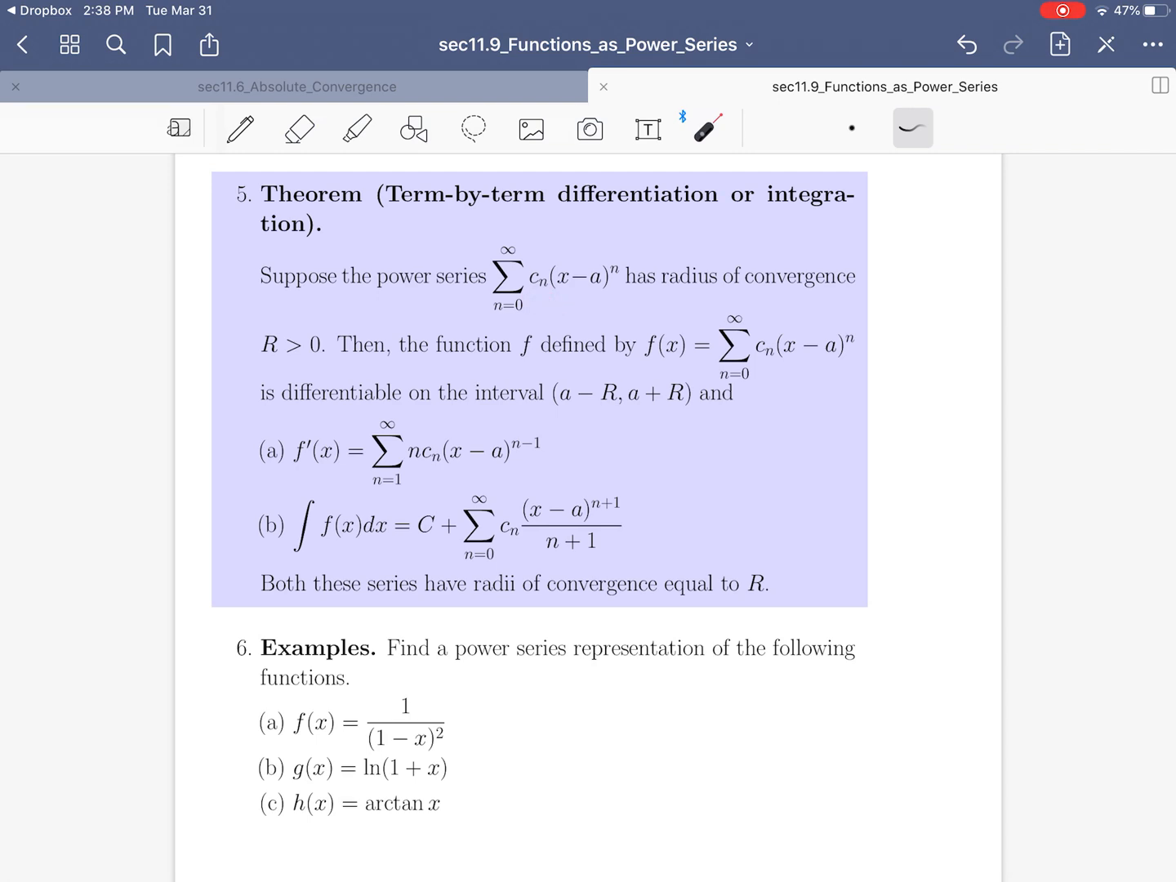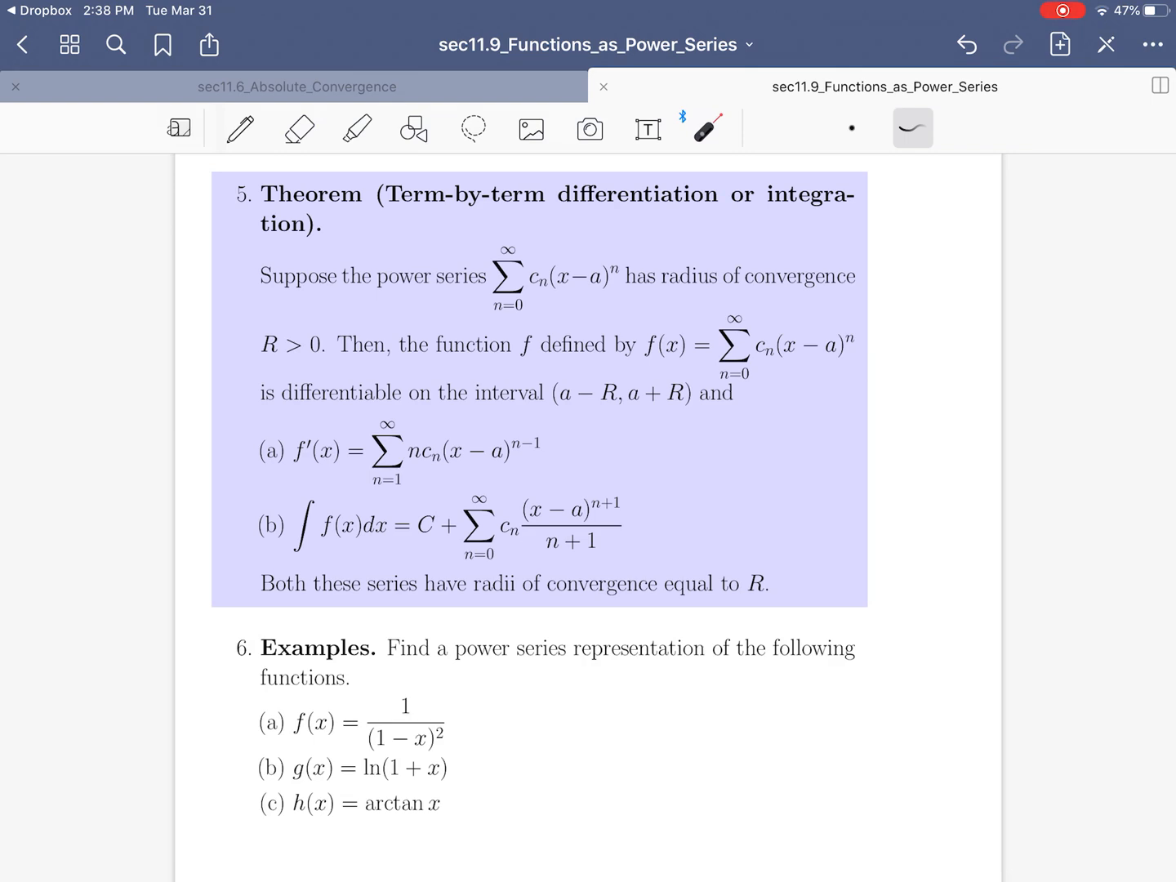And suppose this has radius of convergence r. That means that it converges for all x that are within r of the point a, because the series is centered at a. And now let's define the function f of x to be equal to the power series. In other words, this power series is the power series representation of f of x.